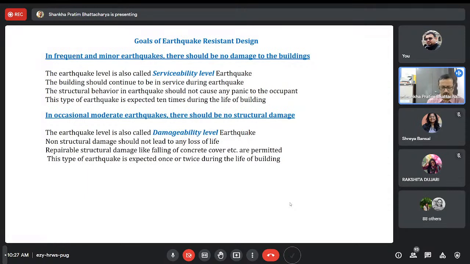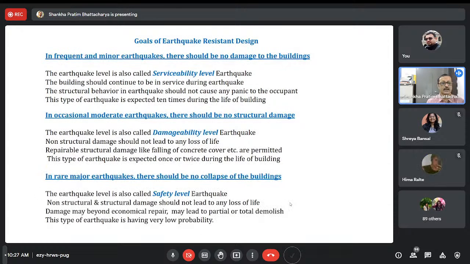Now what is the last and third one? The rare major earthquake, something like 7.5 onwards, maybe 8.5. This type of earthquake has a very low probability. Maybe once, maybe not. This is called the safety level. So how should I design for it?